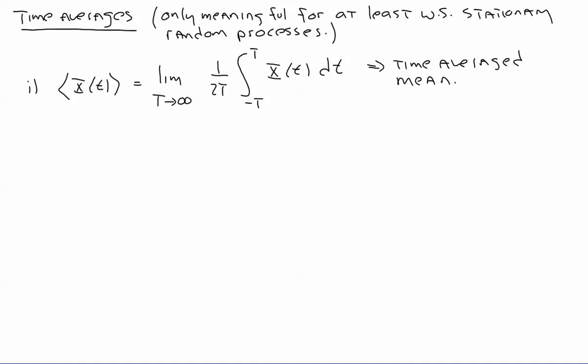We take our time domain function, we integrate over a window. Here my window is 2T wide, 2 capital T wide. I divide by the width of my temporal window, and ultimately I'll let that window get arbitrarily large. That's how I do time averaging. Okay?